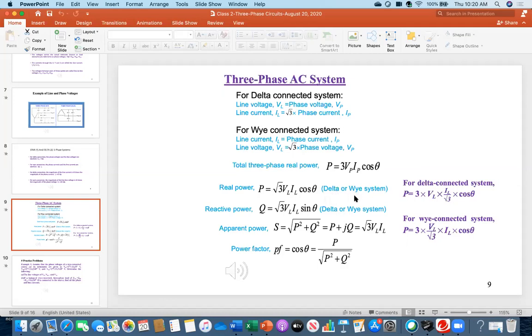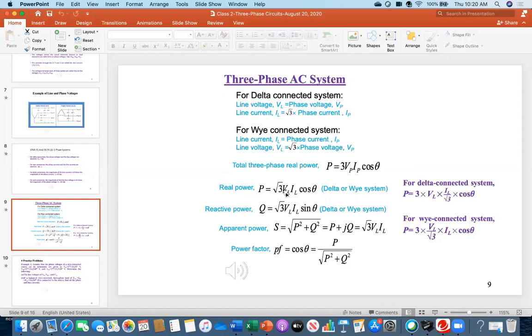Delta on Y, you need not be worried. So from today, everybody, you will be memorizing this equation throughout your life: the real power for a three-phase system is root 3 VL IL cosine of theta, where VL is the line-to-line voltage and IL is the line current.